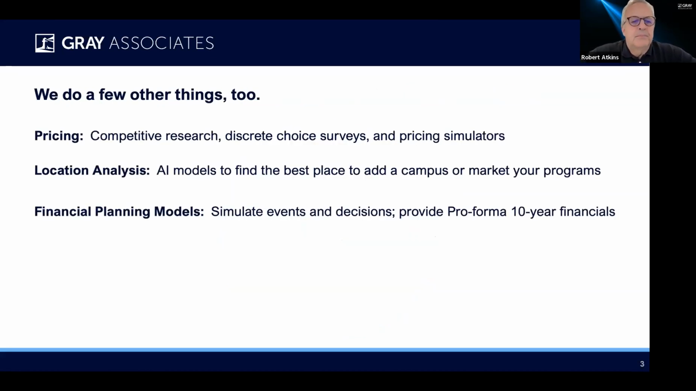Now, in addition to doing PES, we do a few other things I just want to make you all aware of. We help clients optimize their prices. We help them optimize where they put locations, whether that's a location for a mini campus or where they choose to spend money marketing their programs. And finally, we're building up a financial planning model that allows you to simulate events and decisions across the entire enterprise of higher ed, including sports and dorms, but importantly, very rich in ability to simulate academic decisions, things like minimum class size or which programs you offer.